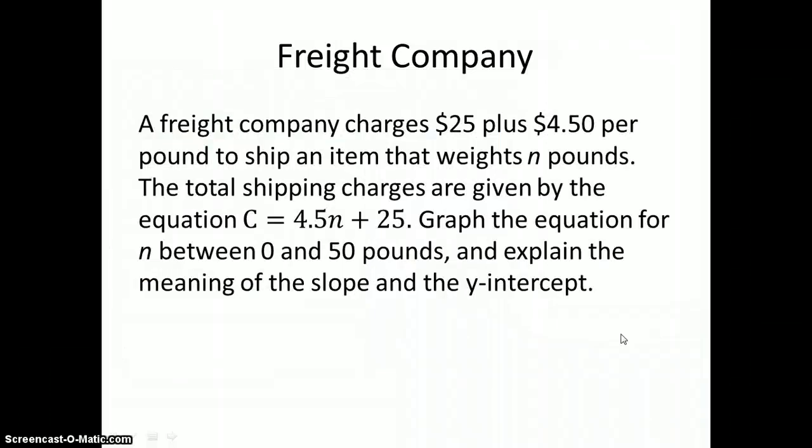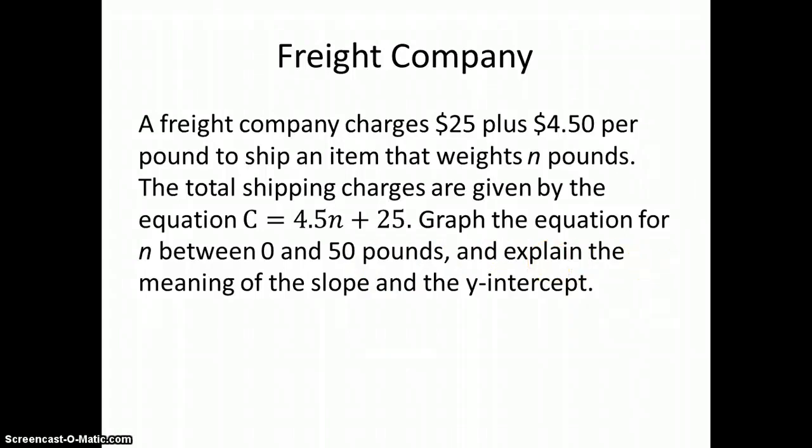So our problem says a freight company charges $25 plus $4.50 per pound to ship an item that weighs N pounds. The total shipping charges are given by the equation C equals 4.5 N plus 25. Graph the equation for N between 0 and 50 pounds and explain the meaning of the slope and the y-intercept.